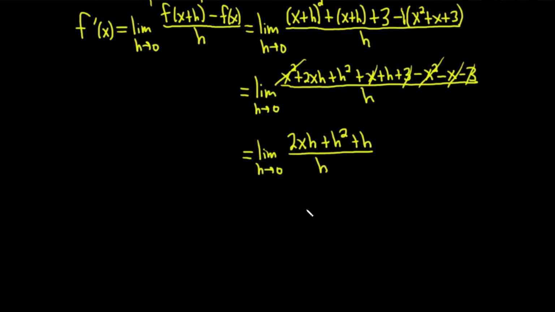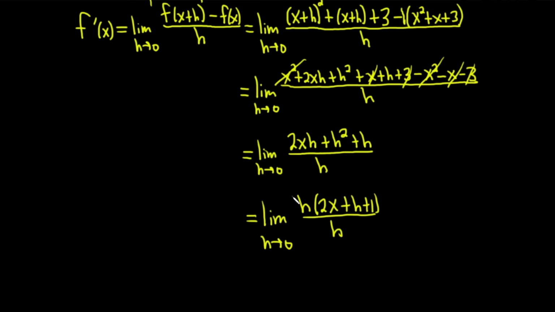Now we can do something interesting. We can pull out an h in the numerator. This is the limit as h approaches 0, you can factor out an h. So you'll get, let's see, what do you multiply by h to get 2xh? Well, simply 2x. And what do you multiply by h to get h squared? Well, simply h. And what do you multiply by h to get h? Just 1. All being divided by h.